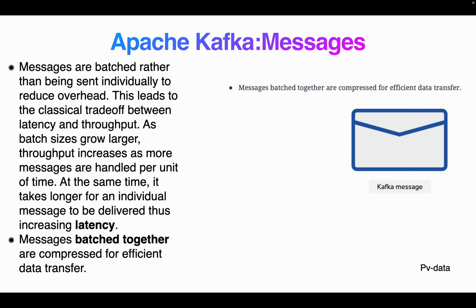Messages are batched rather than being sent individually to reduce the overhead. This leads to a classical trade-off between latency and throughput. As the batch size grows larger, throughput increases as more messages are handled per unit of time. At the same time, it takes longer for individual messages to be delivered, increasing latency. Messages batched together are compressed, which is efficient for data transfer. So a message is simply data.